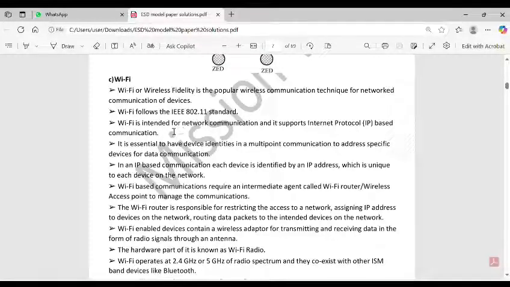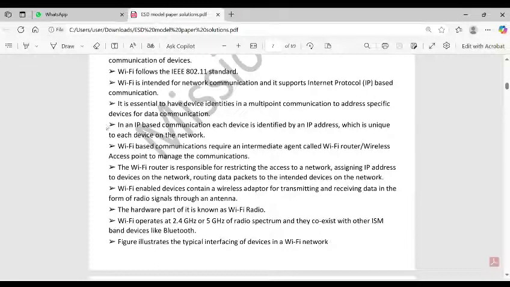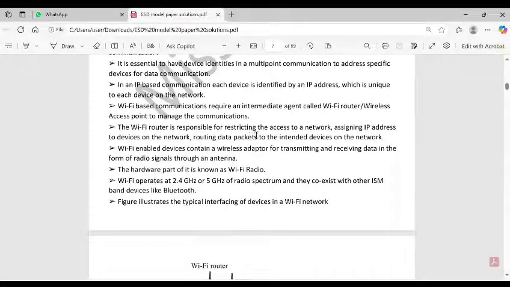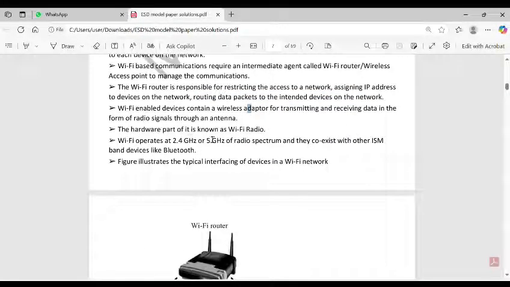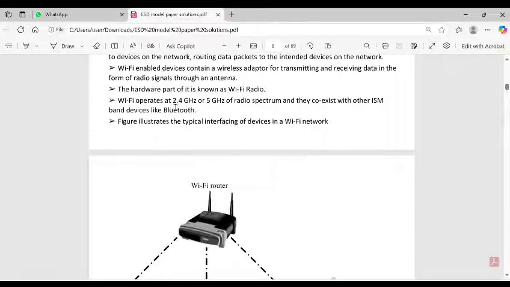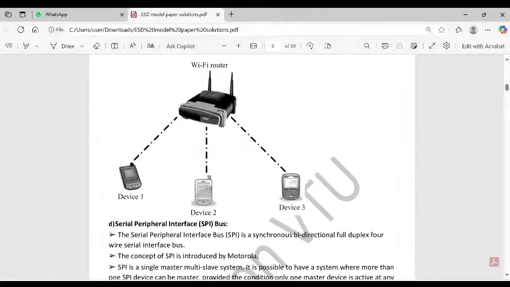You can refer this. Wi-Fi is intended for the network communication, and it supports Internet Protocol, IP based communication. In the IP based communication, each device is identified by an IP address which is unique to each device on the network. The Wi-Fi router is responsible for restricting the access to a network, assigning IP address to the device on the network, and routing data packets to the intended device on the network. The hardware part of it is known as the Wi-Fi radio. Wi-Fi operates at the 2.4 GHz or 5 GHz of radio spectrum, and they coexist with other ISM band devices like Bluetooth.